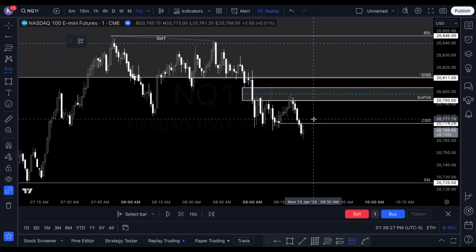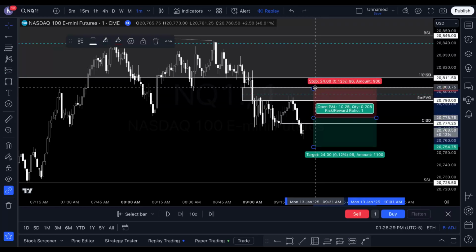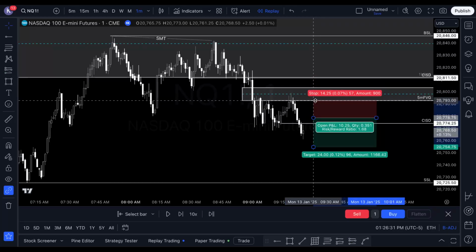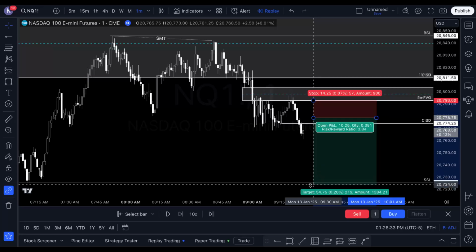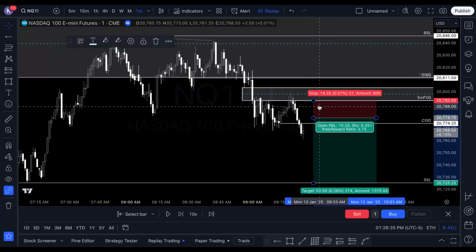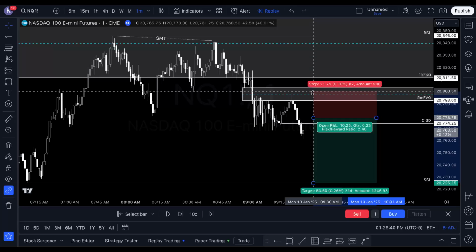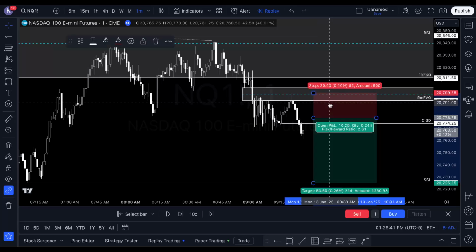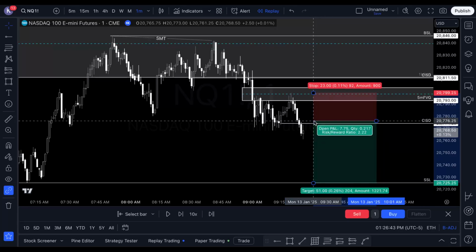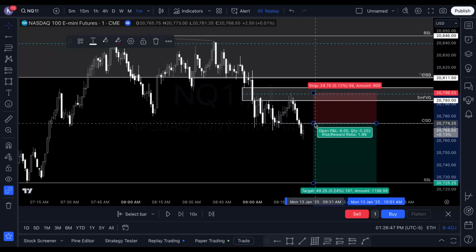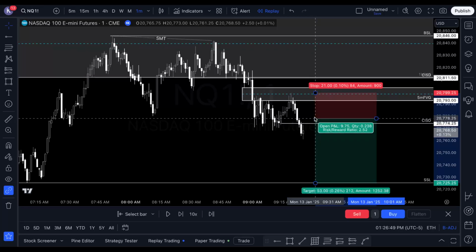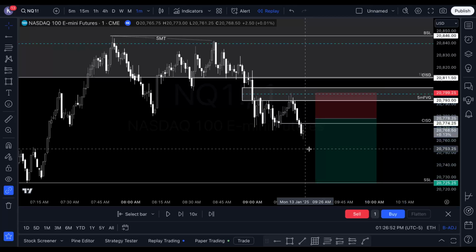I like to take an entry right here where I can place my stop loss above this fair value gap candle. So we're looking at a 14.25 point stop loss as opposed to a 25 point stop loss if we take an entry at the tap of the state of delivery. So I'm waiting for this 1 minute fair value gap to open up.